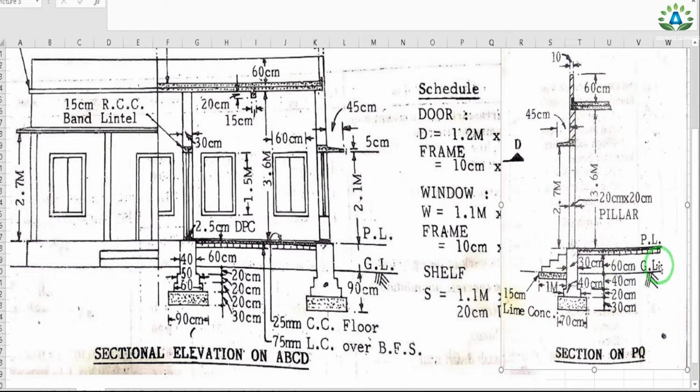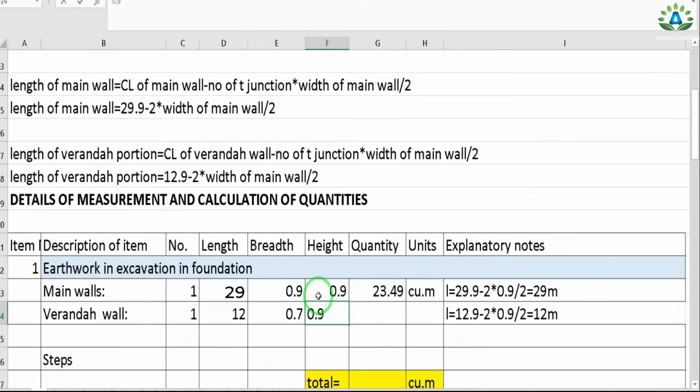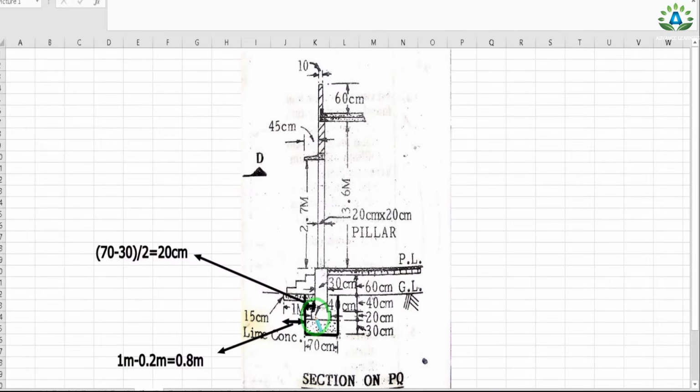So we have to do the excavation up to the ground level, and the height of excavation is 30 plus 20 plus 40, that is 90 centimeter or 0.9 meter, and we get 7.54 cubic meter. And here we can clearly see that we have already excavated this portion during our excavation in this veranda portion. So we have already excavated this portion, and we need to calculate the excavation for the step.